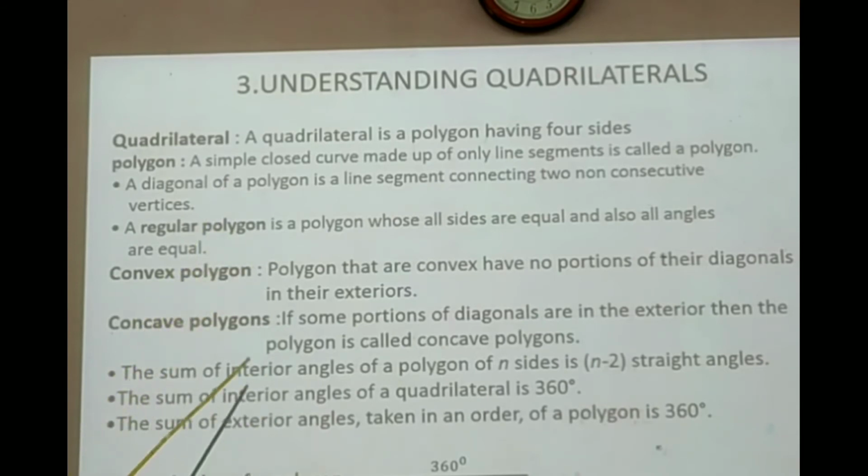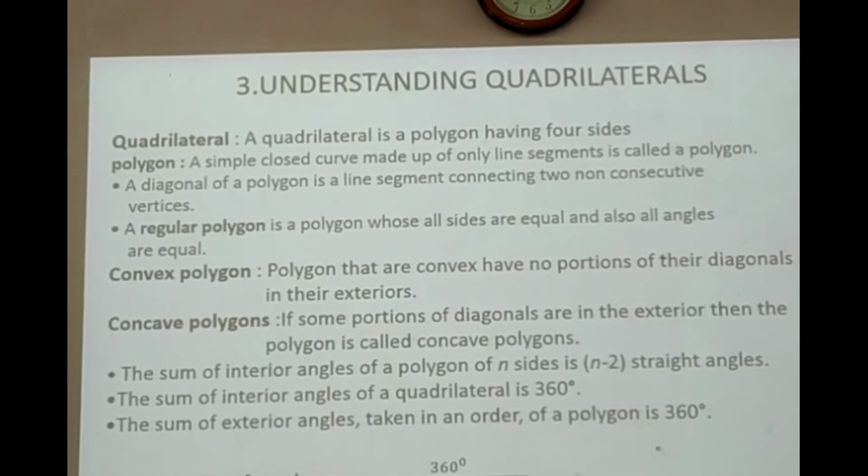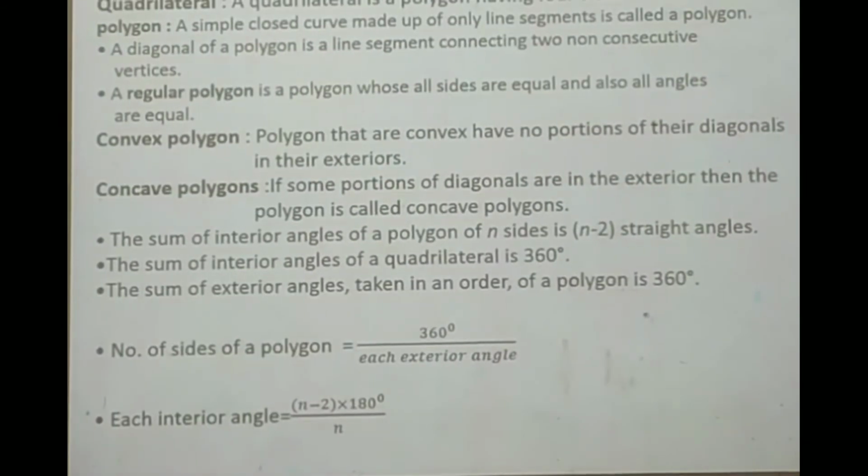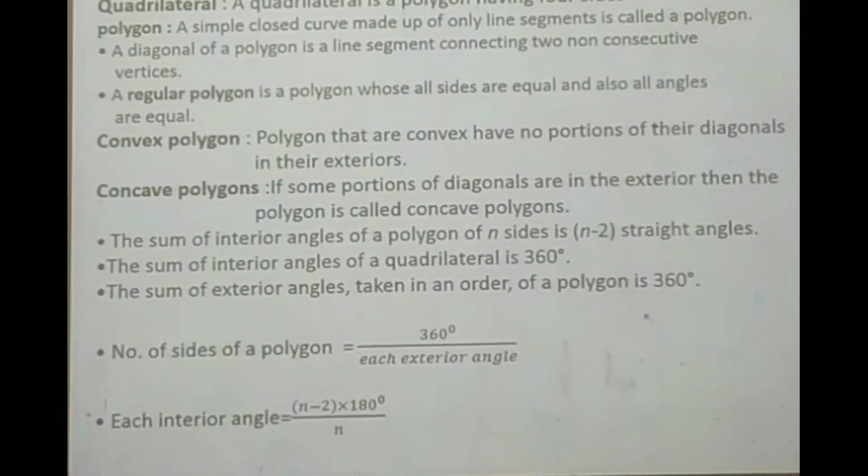Regular polygon: one whose all sides are equal and also all angles are equal, such type of figure is a regular polygon. Means in any polygon, if all sides are equal and all angles are equal, then we will say that such type of figure is a regular polygon.